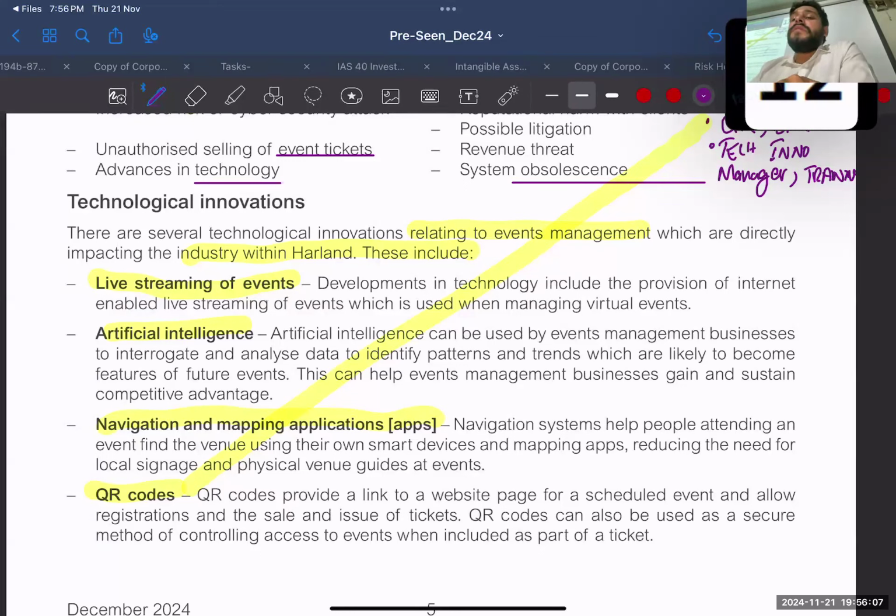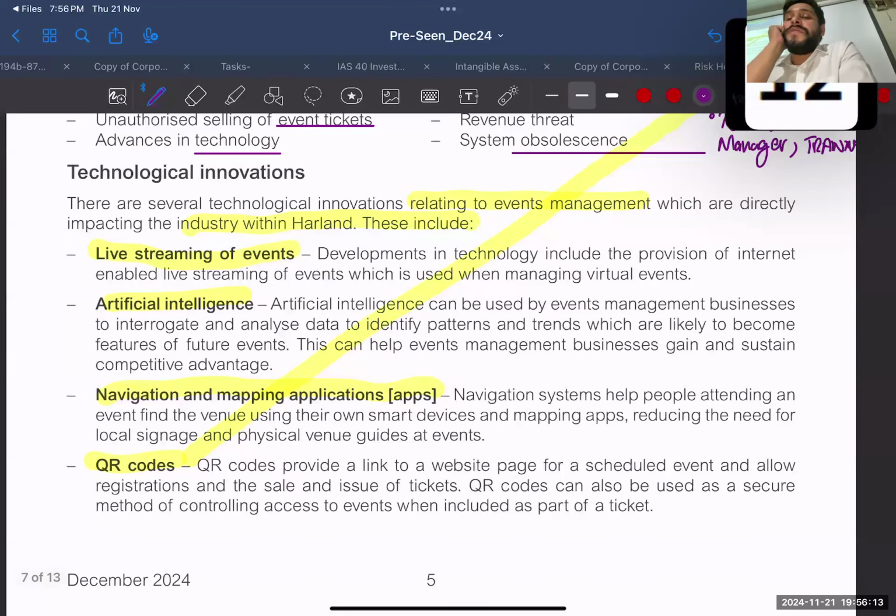So it says there are several technological innovations relating to event management, which are directly impacting the industry within the heartland. These include live streaming of event. Development in technology include the provision of internet-enabled live streaming of the event, which is used when managing the virtual event. Now, what if I say to evaluate the live streaming event in positive and negative sense?